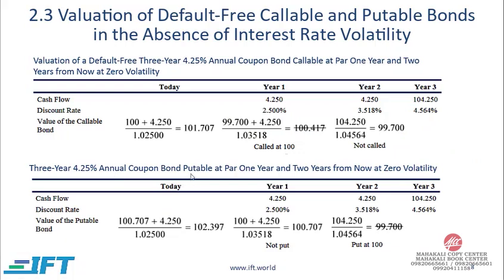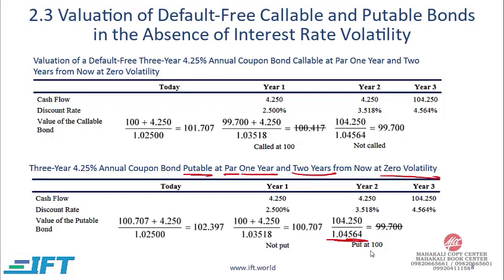Next, we look at a bond that is puttable at par either 1 year or 2 years from now, and again we assume zero volatility. Remember, the bond will be put if the value falls below par, and using the same sorts of calculations, the cash flow at the end of year 3 is 104.250. To come up with the expected price at the end of year 2, we discount at this forward rate and we get a number less than 100.